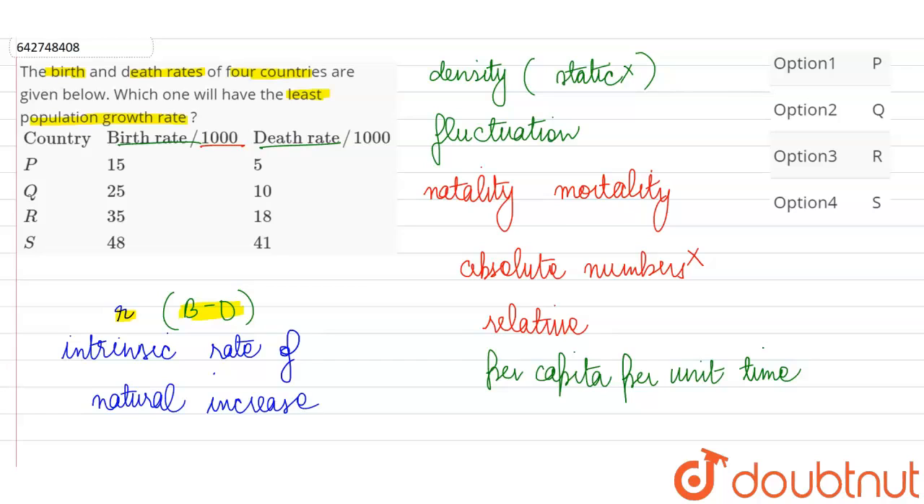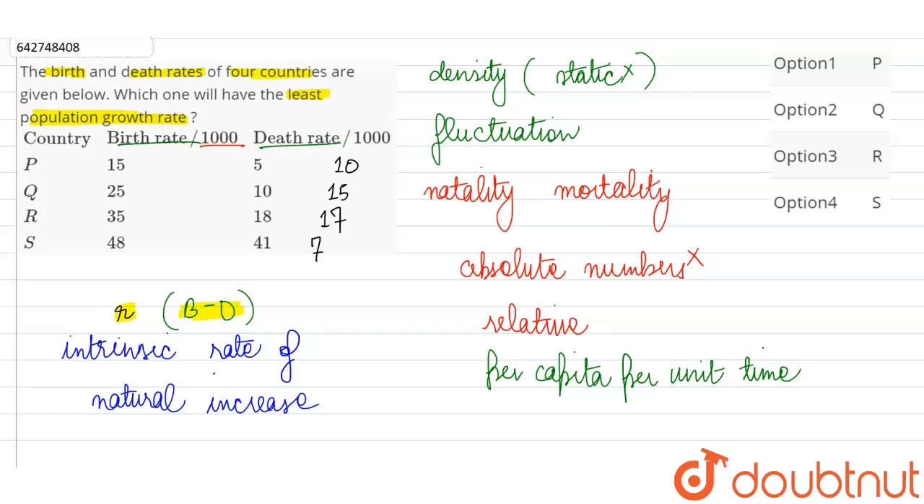So over here for P country, B minus D is coming out to be 15 minus 5, 10. Then over here 25 minus 10, 15. Then here we have 35 minus 18, 17. And in country S we are finding 48 minus 41, 7. So if R is more, population growth will be more. If R is less, population growth will be less. And we have to find out the country with the least population growth.